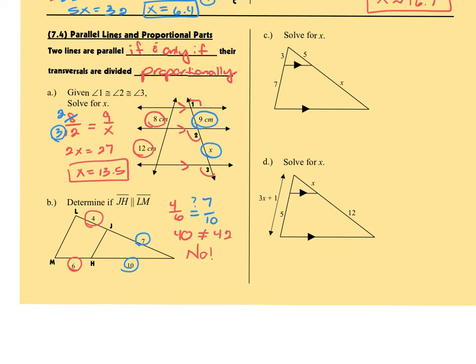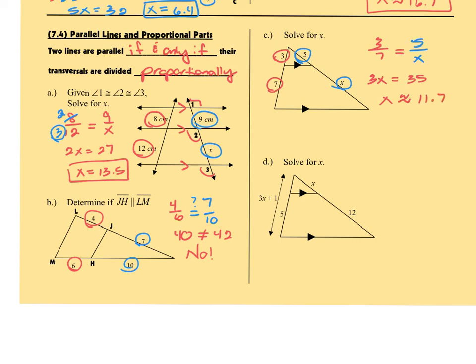The next one that we're going to do, notice this picture looks very similar to the picture right above it. Notice that all of my markings are on the transversals. They're not on these parallel lines, okay? If the lines are parallel, the parts, the sides, are proportional. So 3 over 7 is equal to 5 over x. The transversals are divided proportionally.